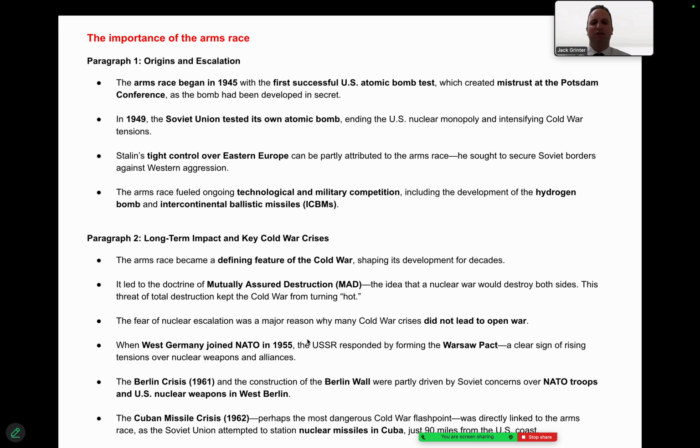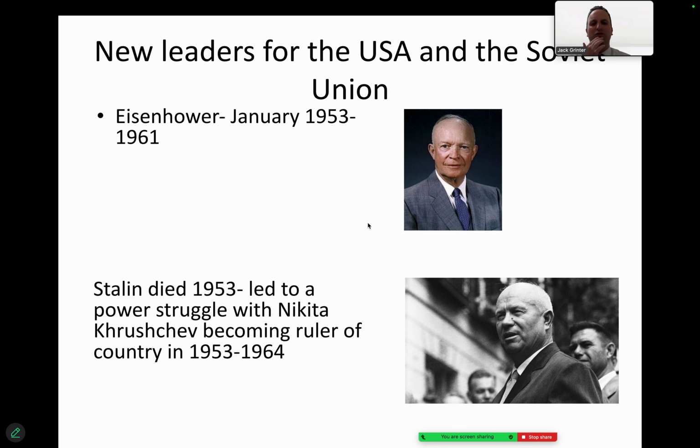Okay, that fear of escalation meant that the Cold War didn't lead to a hot war or open warfare. Okay, so I've just got some examples of later on as well about how important it was for future events that took place. Okay, right, going further into the 50s, we have, as I mentioned at the start, the new leader Eisenhower replacing Harry Truman.